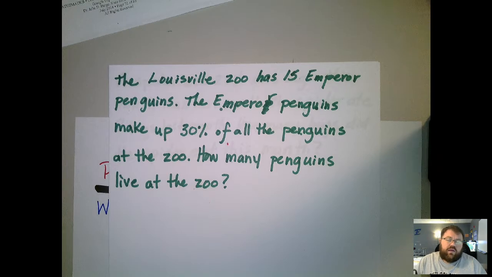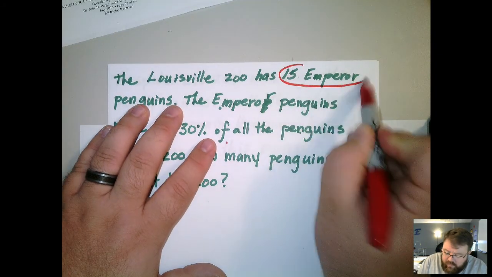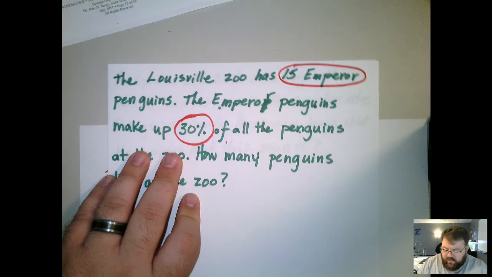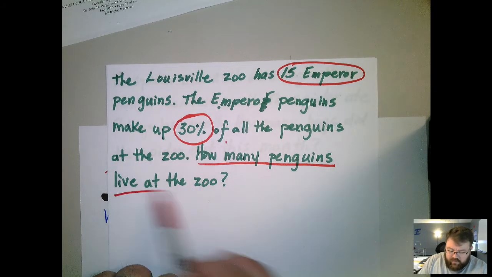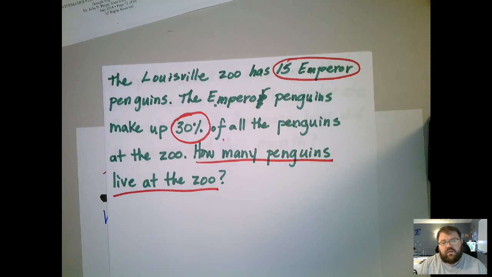The Louisville Zoo has 15 emperor penguins. The emperor penguins make up 30% of the overall penguins at the zoo. How many penguins live at the zoo? So we have 15 emperor penguins. They make up 30% of the overall penguins at the zoo. How many penguins live at the zoo? Pause the video and answer the question.